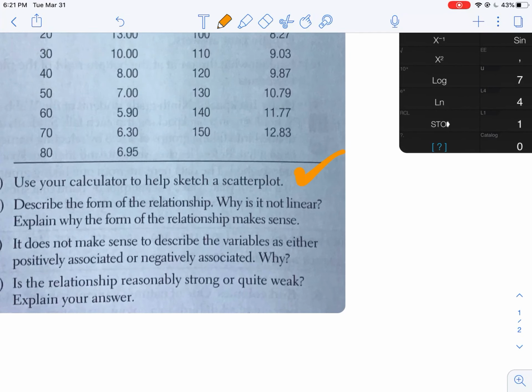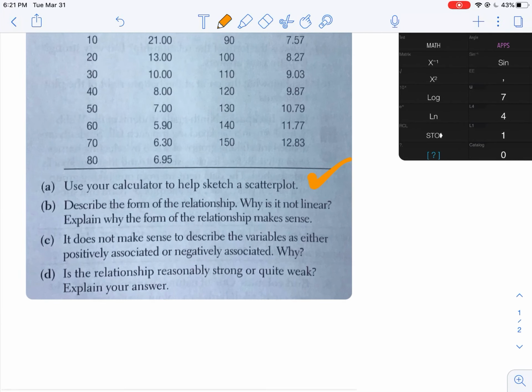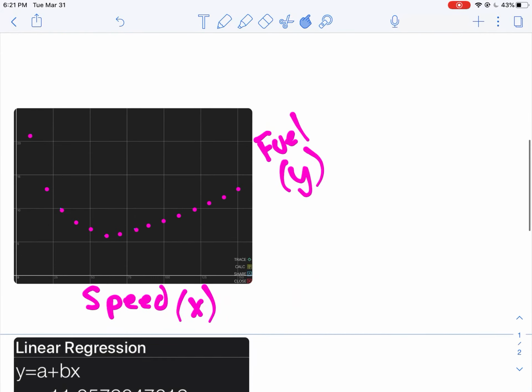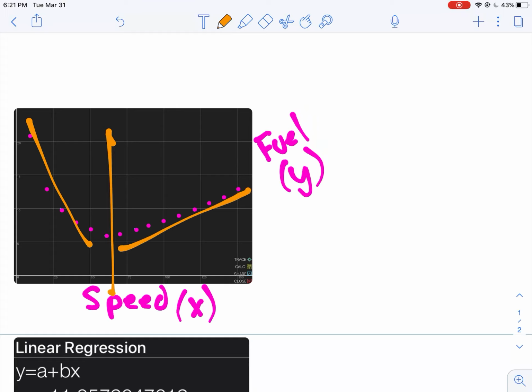So A, done. We just did that. For part B, describe the form of the relationship. Why is it not linear? Explain why the form of the relationship makes sense. Okay, so we already talked about it a little bit. It's not exactly linear. You'll notice that maybe up to about 60 miles an hour, you get about a negative linear correlation. And then from 60 miles an hour up, you get a positive correlation.